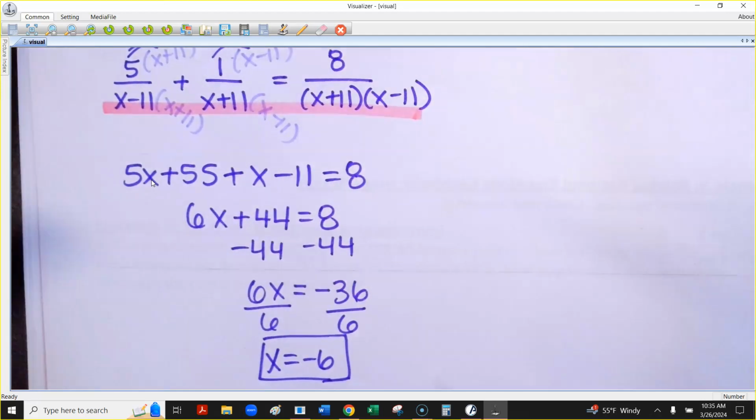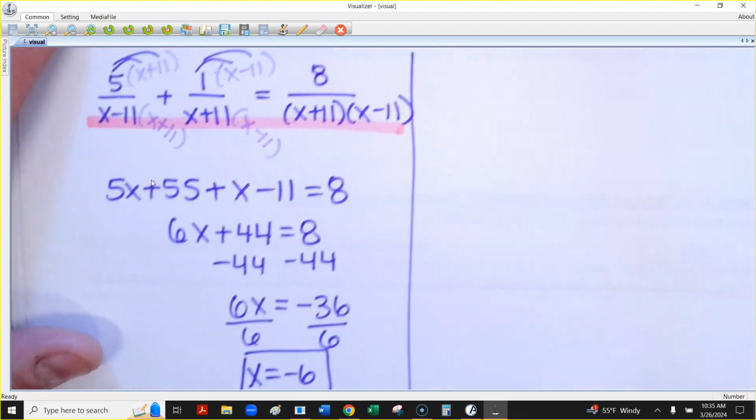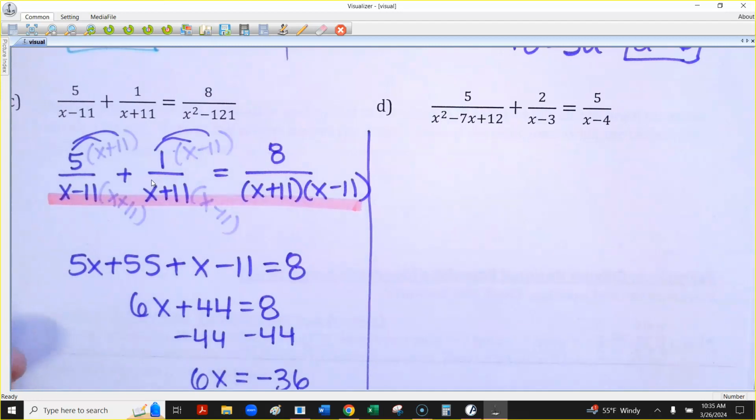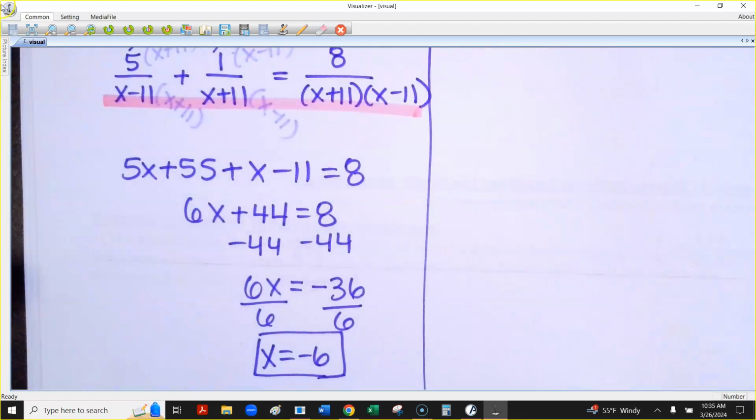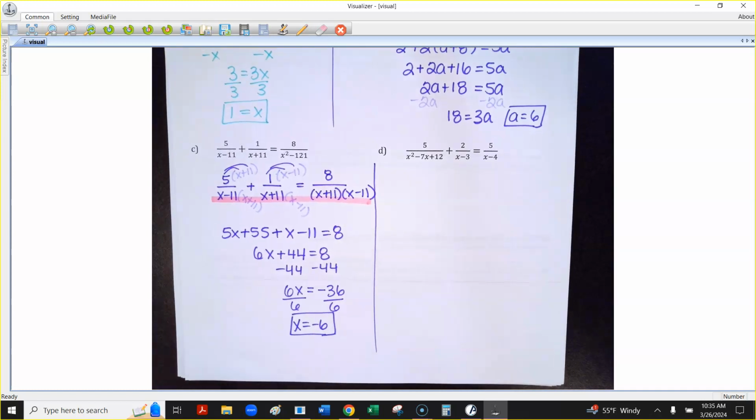Okay, let me try one more. This is pretty similar to the question we just did, once you get going on it. Sorry, let me just make this bigger so you can see it. I hope you can read it from there.